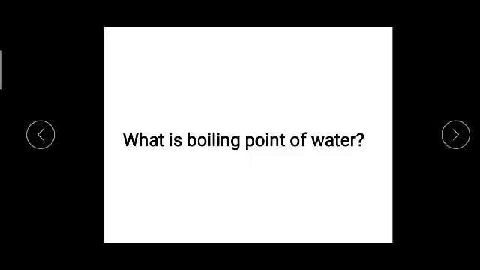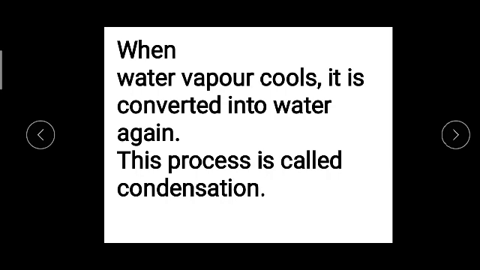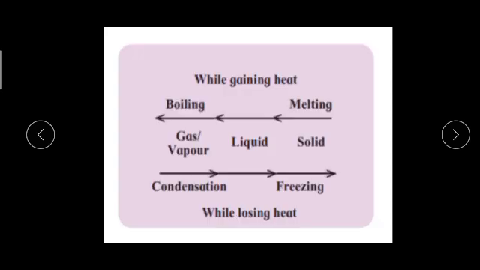Okay, so I hope you enjoyed this experiment. Now tell me what is the boiling point of water. If you saw the video carefully, you can get the answer: the boiling point of water is 100 degrees Celsius. When water vapor cools, it is converted into water again. This process is called what? Condensation. Okay, this process is called condensation.